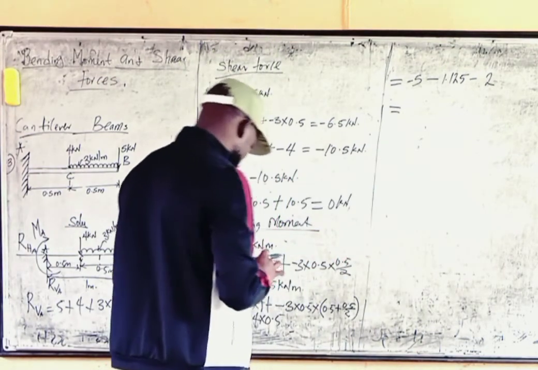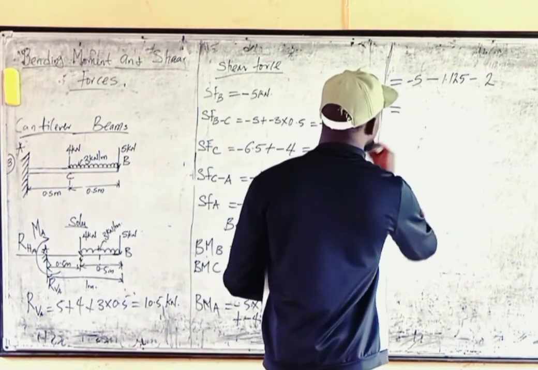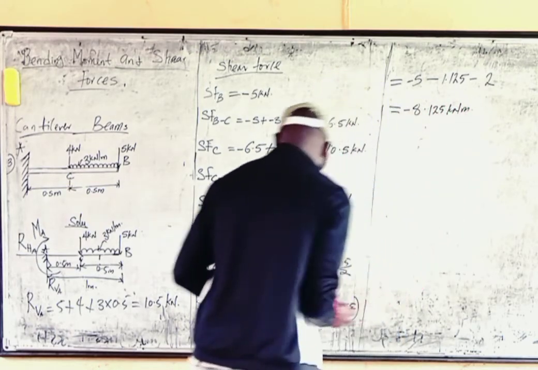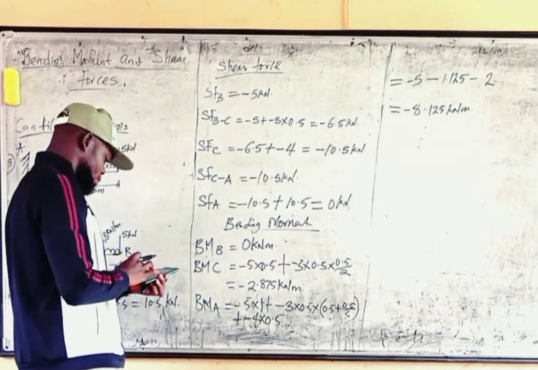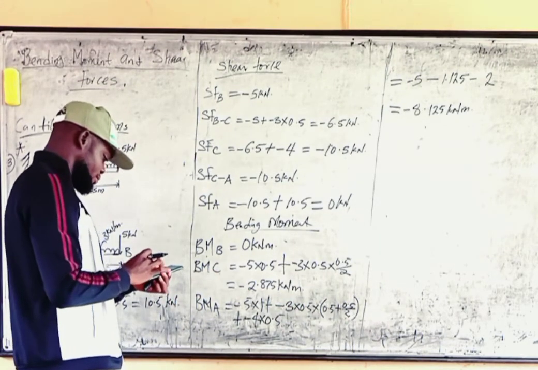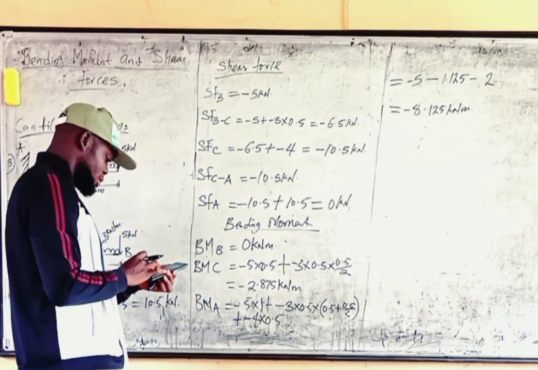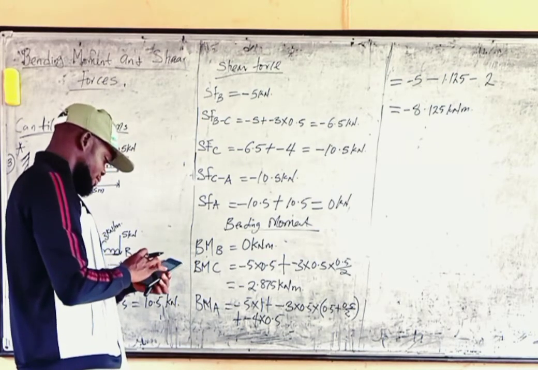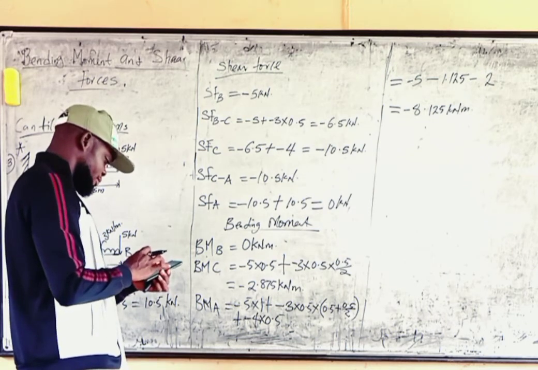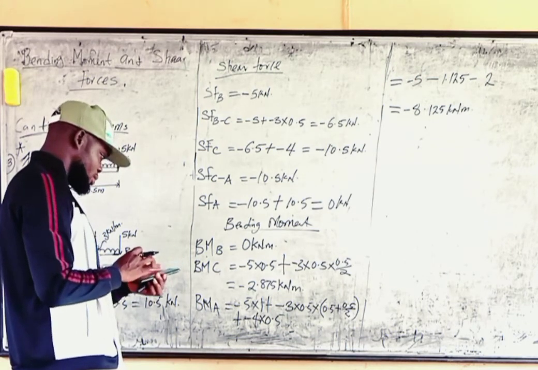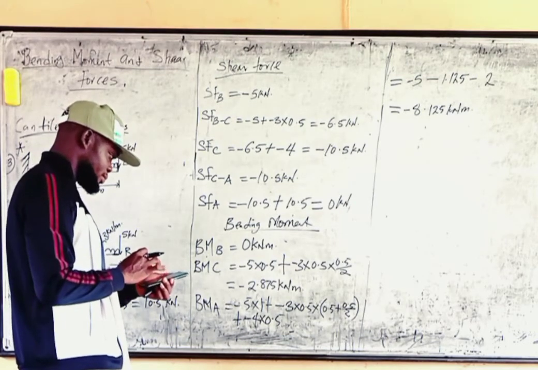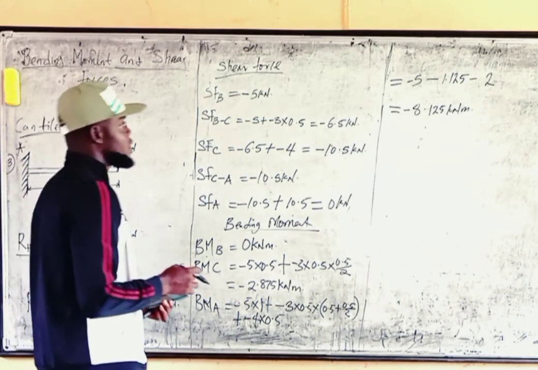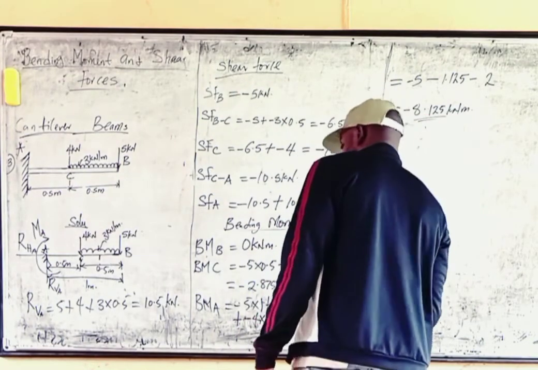Let's just confirm it. I'm having minus 8.125 kilonewton meters. Let us confirm it again: minus 5 times 1 and minus 3 times 0.5 times 0.5 plus half of 0.5, 0.5 over 2, then minus 4 times 0.5. So I'm having 8.125. Yeah, we are correct. This will be the bending moment at point A.